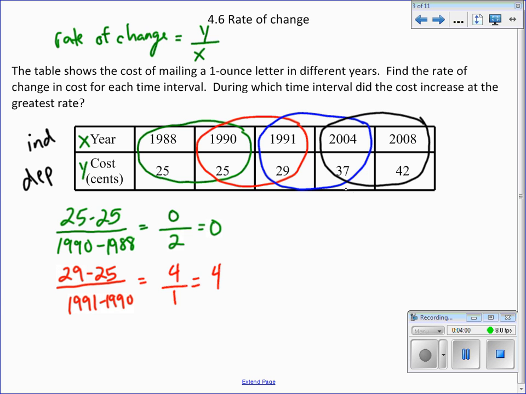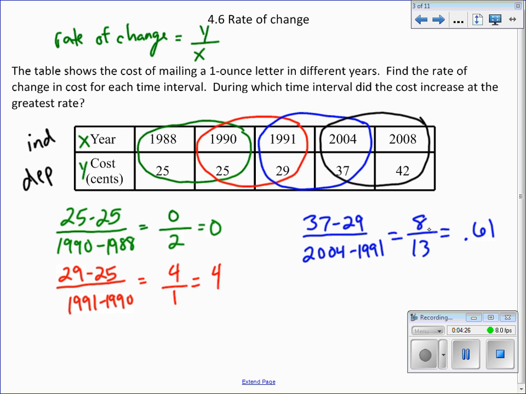Looking at our next one, again, we're going to put our y's, which is 37 minus 29, over our x's, which is 2004 minus 1991. 37 minus 29 gives us 8. 2004 minus 1991 gives us 13. Divide those two, and you should get 0.61 as our rate of change.